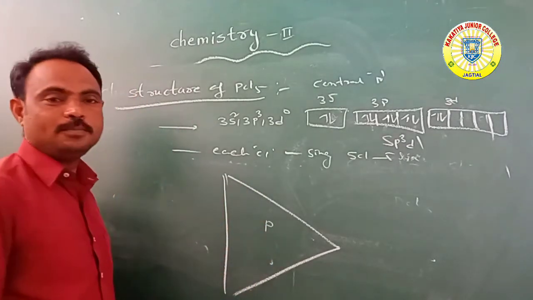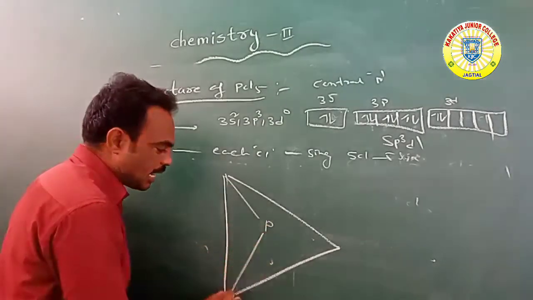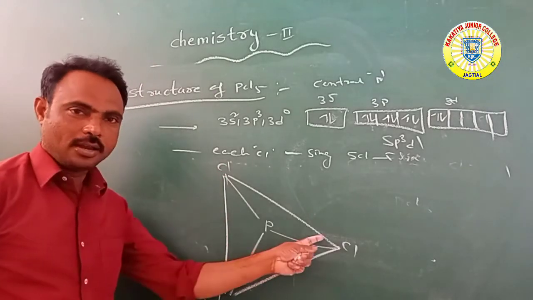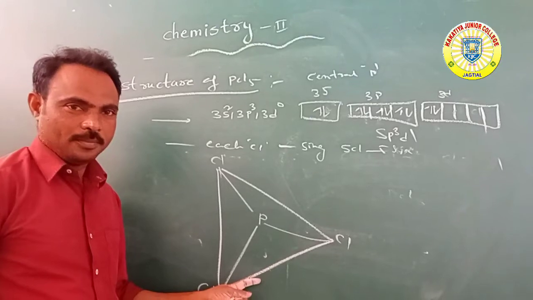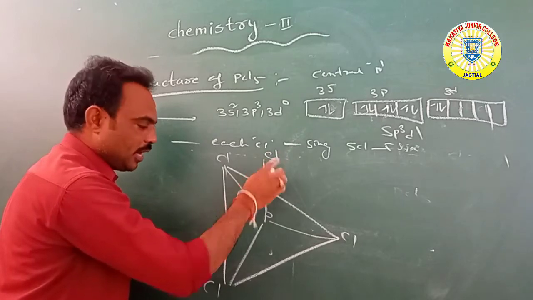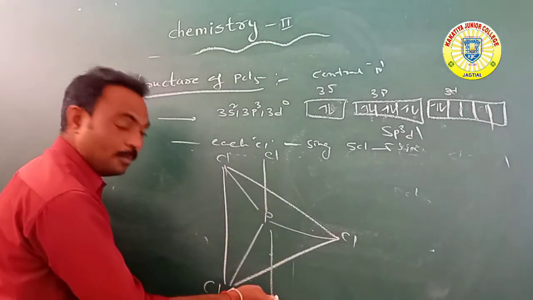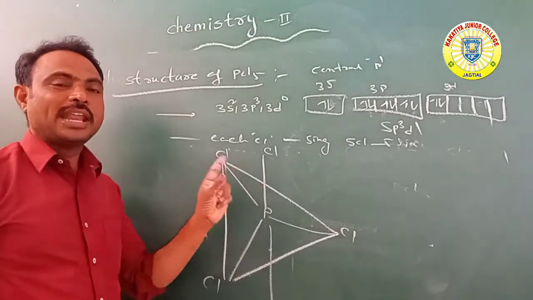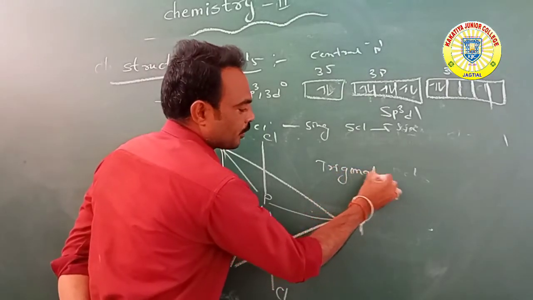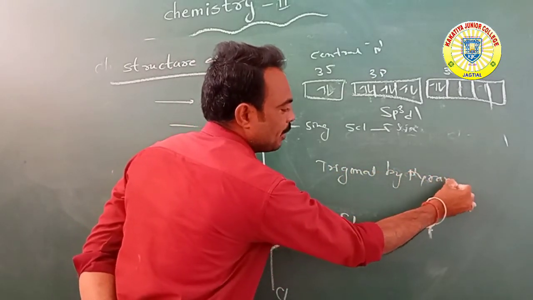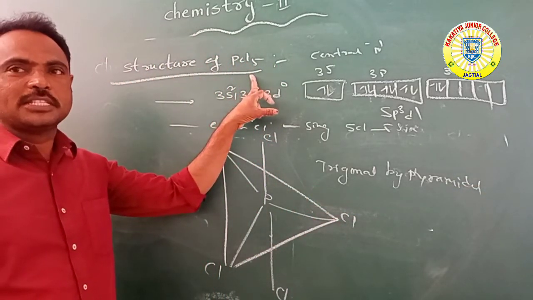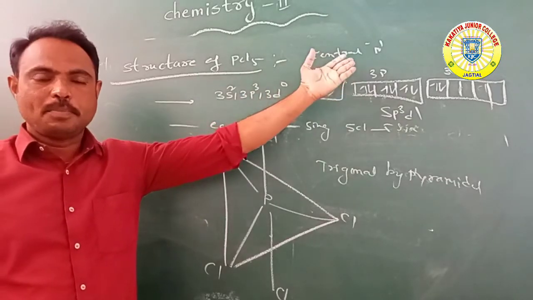Phosphorus is the central atom. 3 chlorines are attached at 3 corners, so it is a triangle, trigonal. Another chlorine is attached above and another chlorine is attached below. So it is a trigonal bipyramidal shape. So this is the overall structure of PCl5, phosphorus pentachloride, with phosphorus as the central atom.